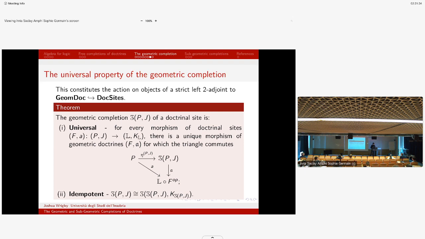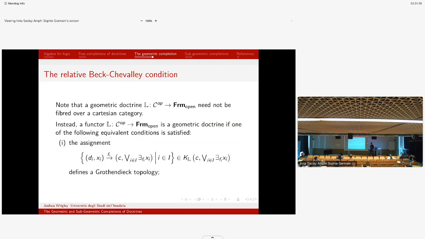And just before I get on to the last part of the talk, I want to talk a little bit about this non-Cartesian aspect, because my geometric doctrines are now no longer over a Cartesian base category. So instead, my geometric doctrines have these equivalent conditions.